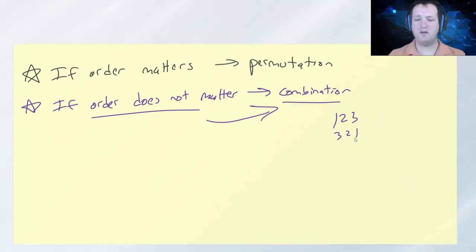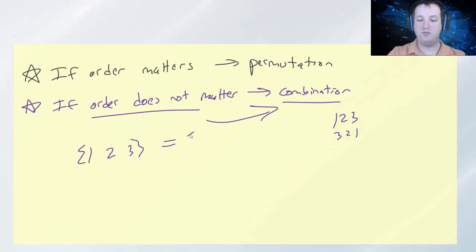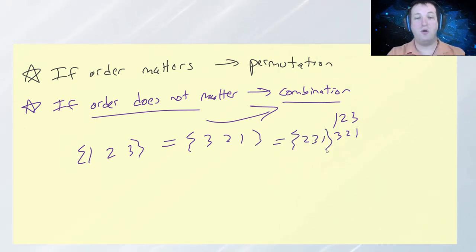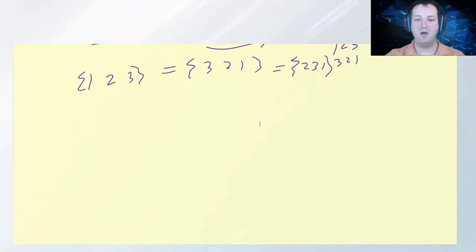When I say order does not matter, that means the sequence of elements 1, 2, 3 is equal to the sequence 3, 2, 1, and is equal to the sequence 2, 3, 1, and so on. These are the first 3 natural numbers, and they represent the same exact event. So how can we figure out a quick way to count these types of things?